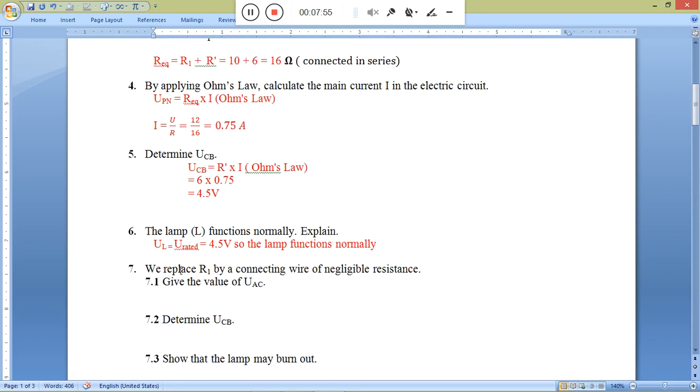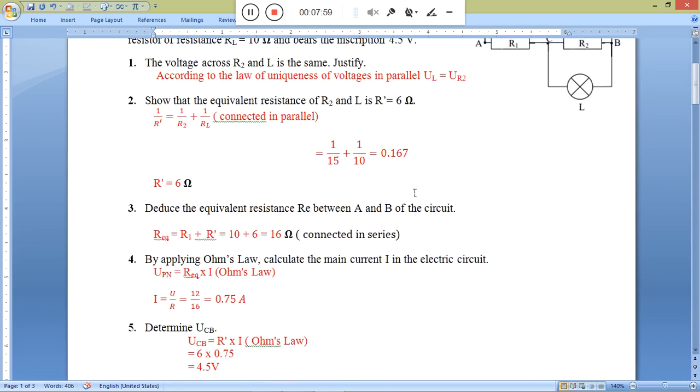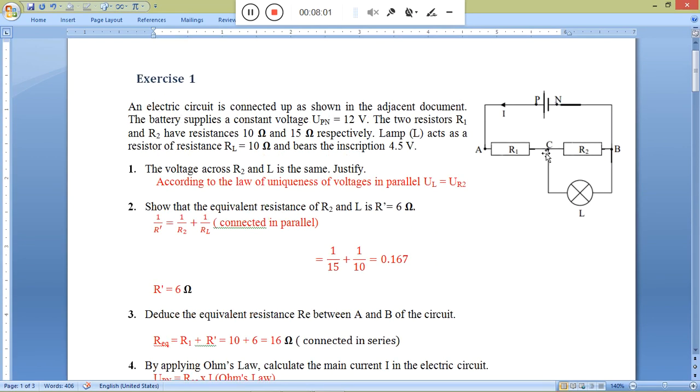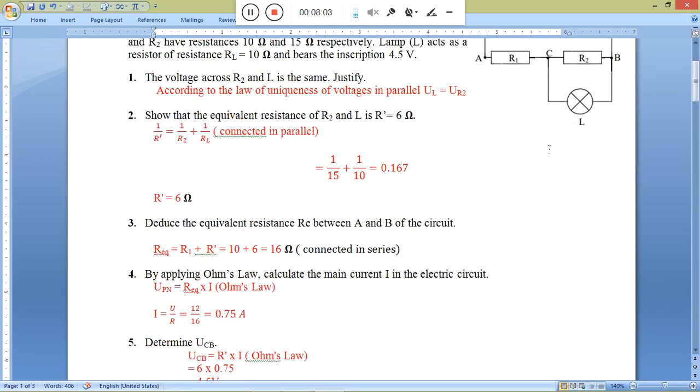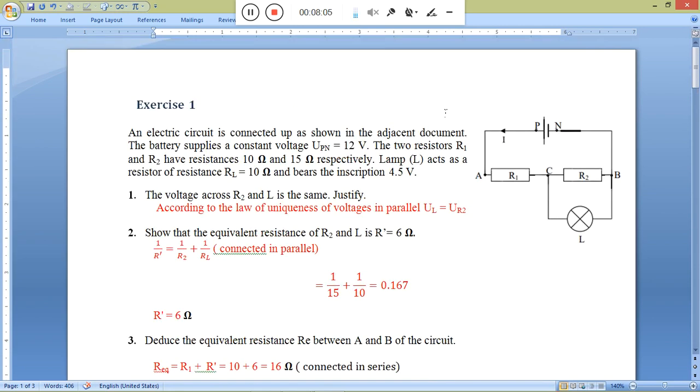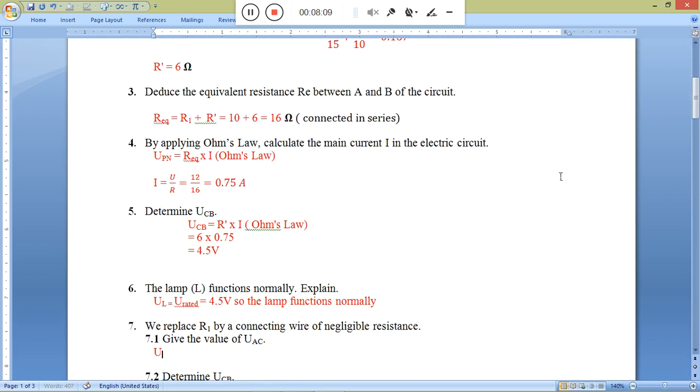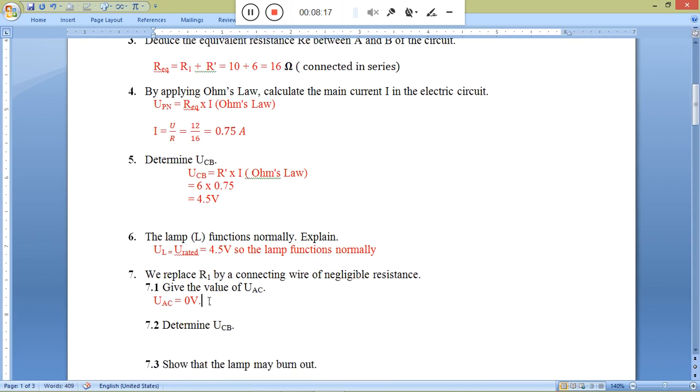Now we replace R1 by a connecting wire of negligible resistance. Instead of R1, we have a wire. Give the value of UAC. Between A and C now is a wire, so UAC is equal to 0 volts. If we need the justification, you can say UAC is equal to U wire, the voltage of the wire, which is 0 volts.